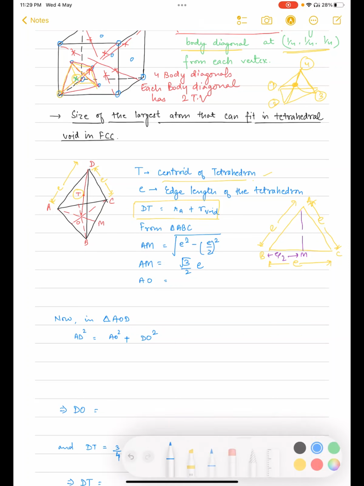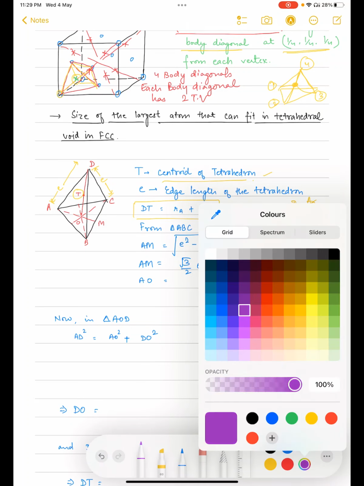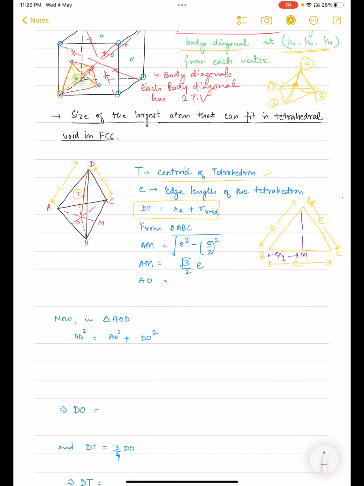Since O is the centroid, AO is 2 by 3 of AM. This implies AO has a length of 2 by 3 into root 3 by 2 E. So we get AO as E by root 3.